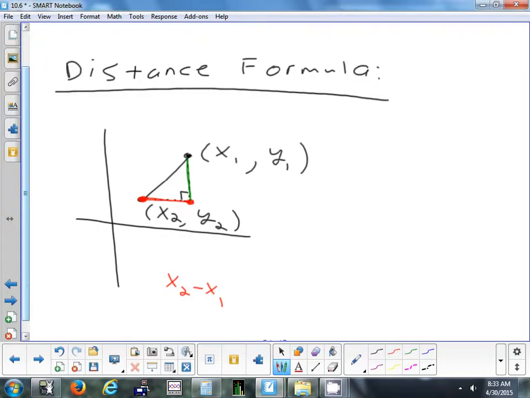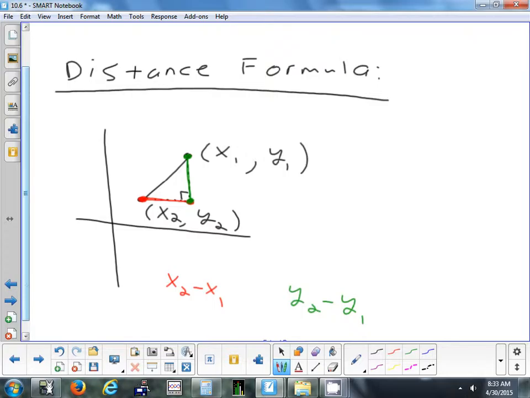Now the height, well, the first y value here is y2. The second y value is y1. You do the same thing: you subtract them. If you know where you started and where you stopped, take the two values and subtract, and you can find the length. Now you've got two lengths.